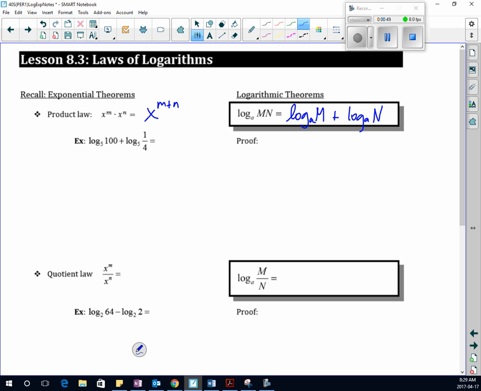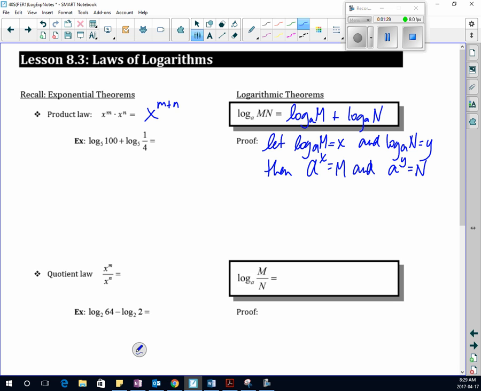So let log of m base a equal x, and log of n base a equal y. So I'm going to change this into exponential form. Can anybody do that for me? Can you change this one into exponential form? Yeah, so then a to the power x equals m, and what would this become? A to the power y equals n.